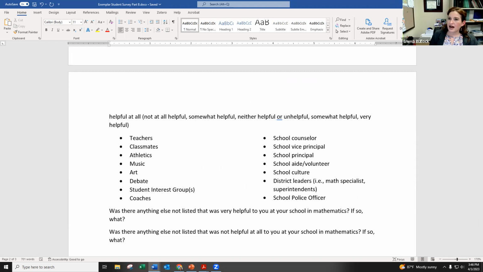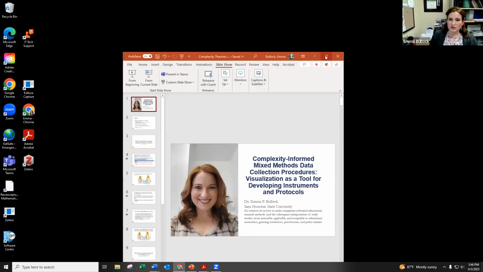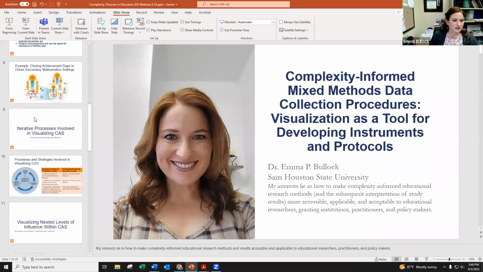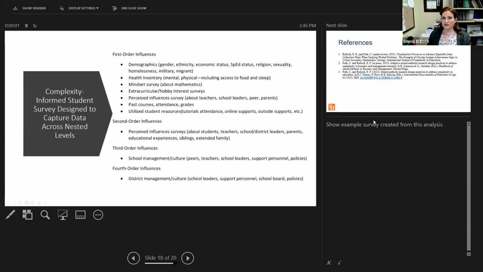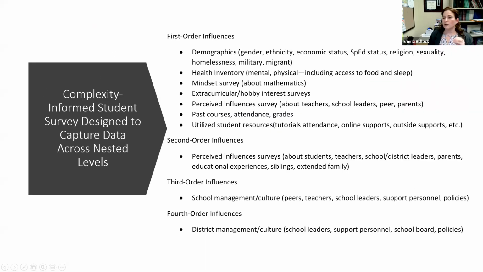So you can see I used my visualizations. Let me go back to this here. I used my visualizations to purposefully design my survey to capture specific ordered influences. In this way, we can justify to funders and to publishers and journals why we are including the factors that we're including, in a way I think is understandable.